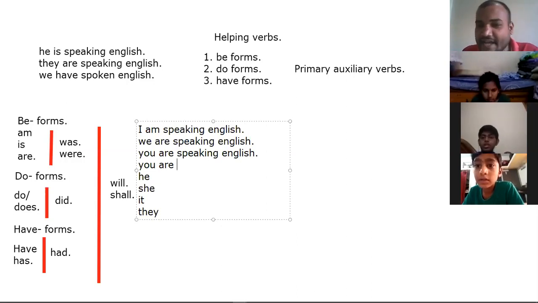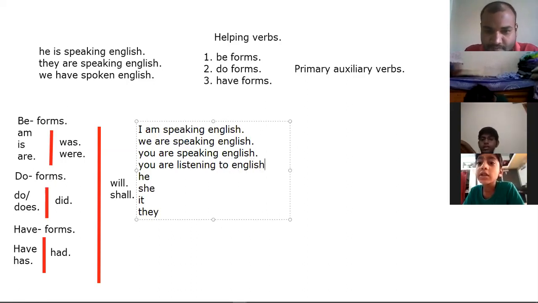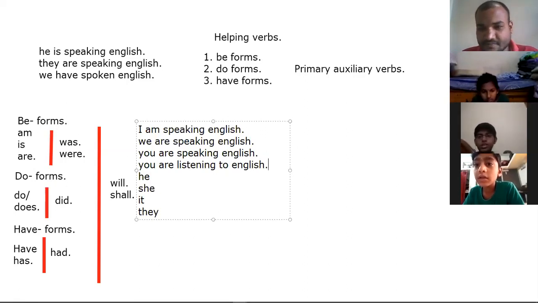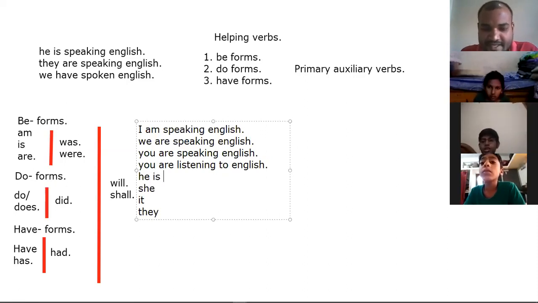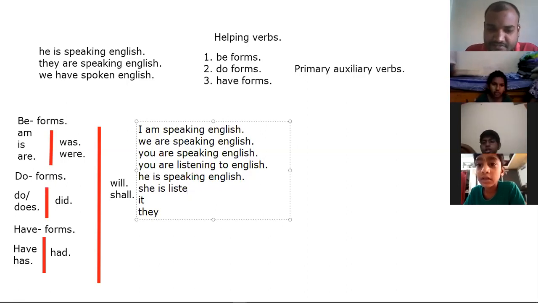So I'll give one more example here for are. You are listening to the class. You are listening to English. So now, he is speaking English. She is speaking English. Speaking or listening to English.